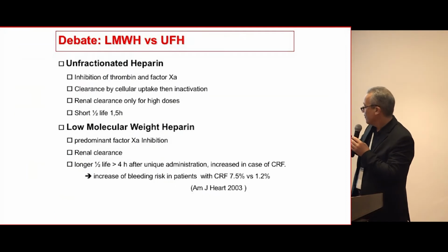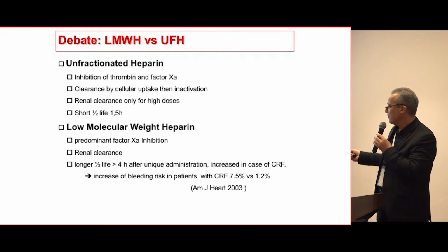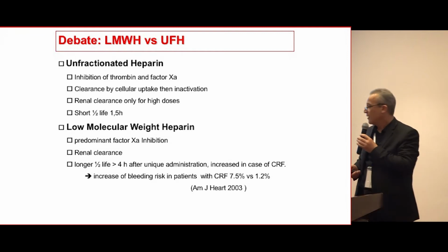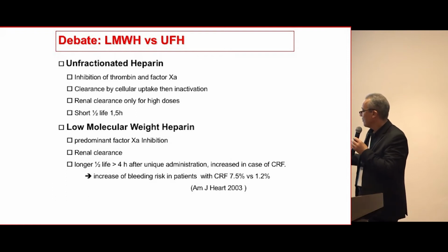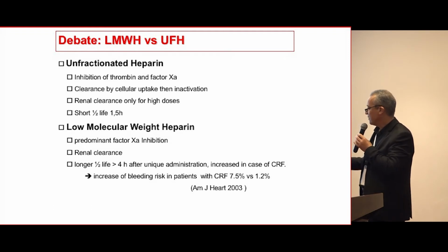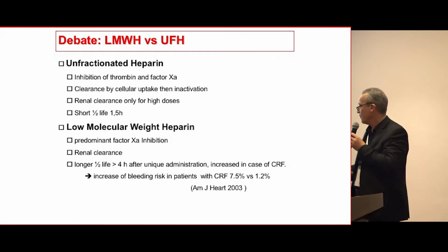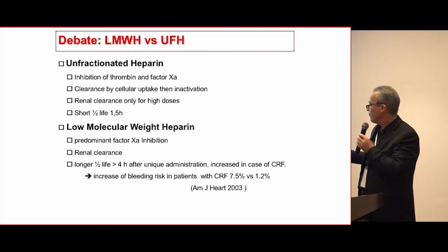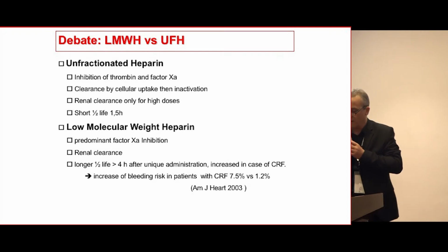The problem is that the debate is still open, because unfractionated heparin especially inhibits thrombin and factor 10. Otherwise, low molecular weight heparin predominantly inhibits factor 10. Otherwise, it's not specific. And the problem of low molecular weight heparin is the longer half-life, more than 4 hours for most low molecular weight heparins. Otherwise, the short half-life of unfractionated heparin is very interesting to note in this field.